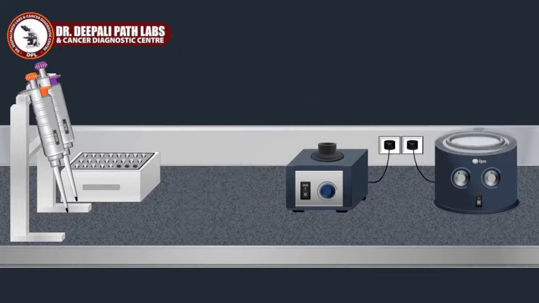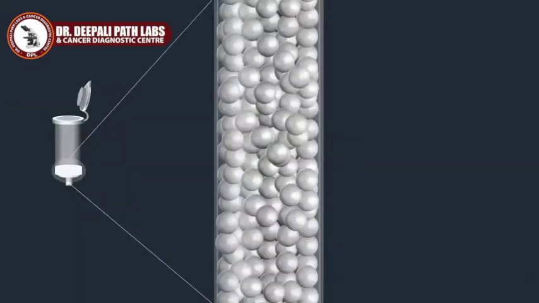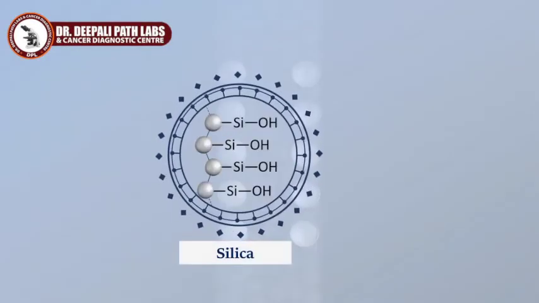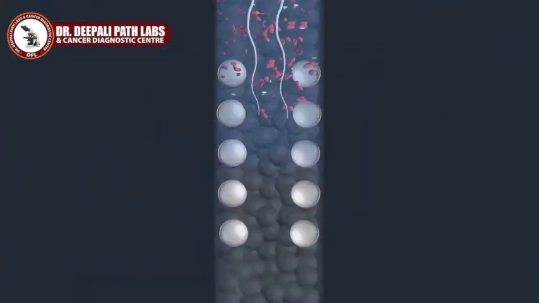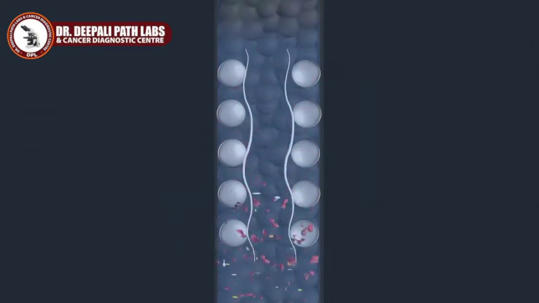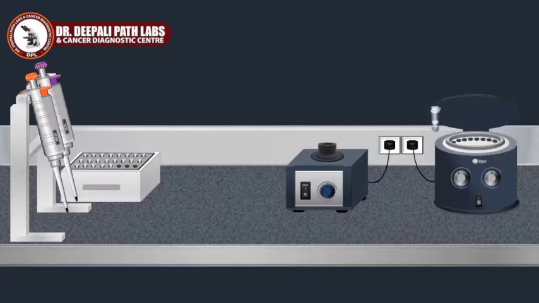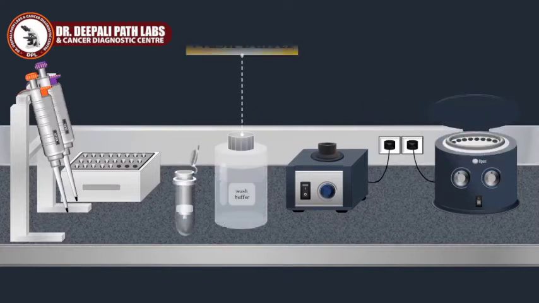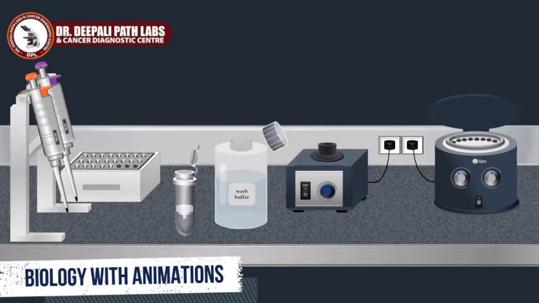This procedure is a solid phase extraction method in which the stationary phase consists of a silica matrix. Under optimal salt and pH conditions, RNA molecules bind to the silica gel membrane, and at the same time, protein and other contaminants are not retained. After centrifugation, the spin column is placed into a clean collection tube, and the filtrate is discarded. Then a wash buffer is added.